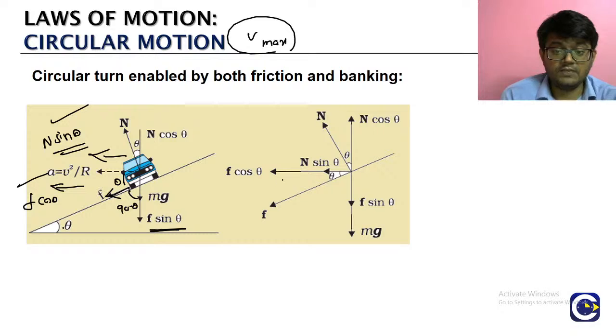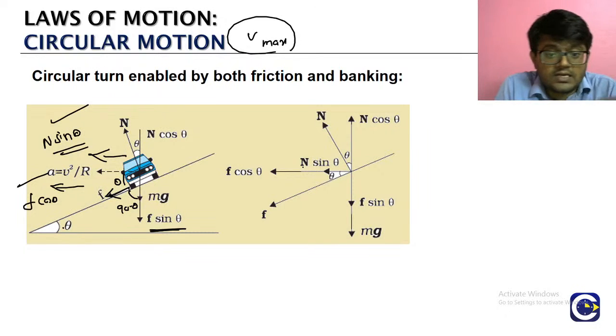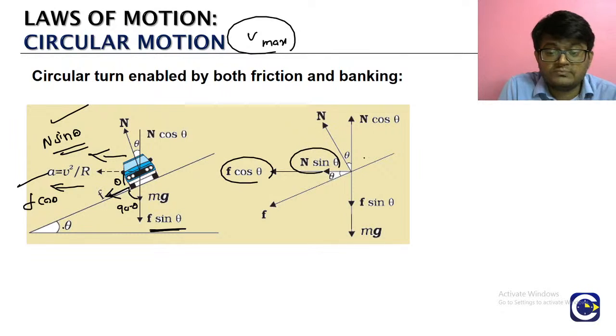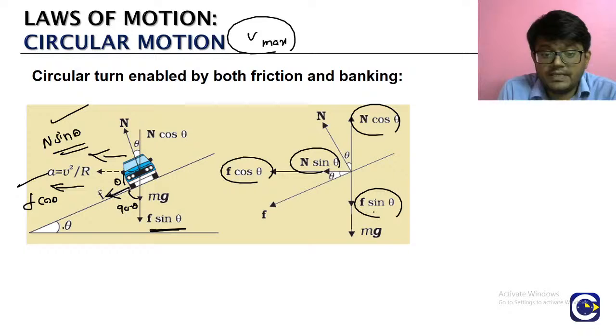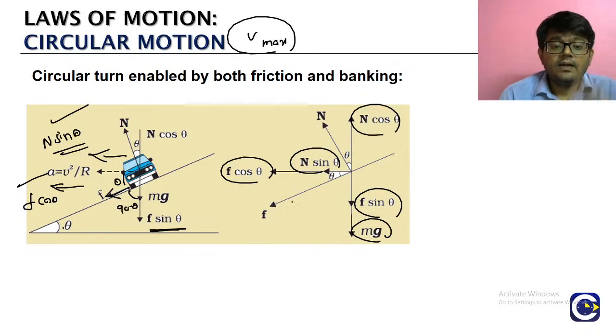Look at this. If you just represent the forces alone, what do we have? The horizontal components towards the center of the circle are N sin theta and F cos theta. Vertically, N cos theta will be up, F sin theta is down, and mg is also down. So vertically there is no motion for the car, which means what?